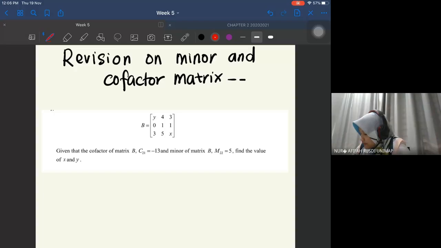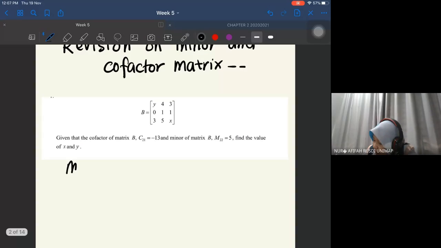Okay, so let us try to do this one to test your understanding on minor and cofactor. So given to you, this is a matrix B and C21 is equals to negative 13 and the minor of matrix B M22 is equals to 5. So you were asked to find the value of X and Y. So given to you M22 ni sama dengan 5. So macam mana nak dapatkan M22 ni? So kita akan cancel row 2, column 2. Okay, so you akan dapat M22.